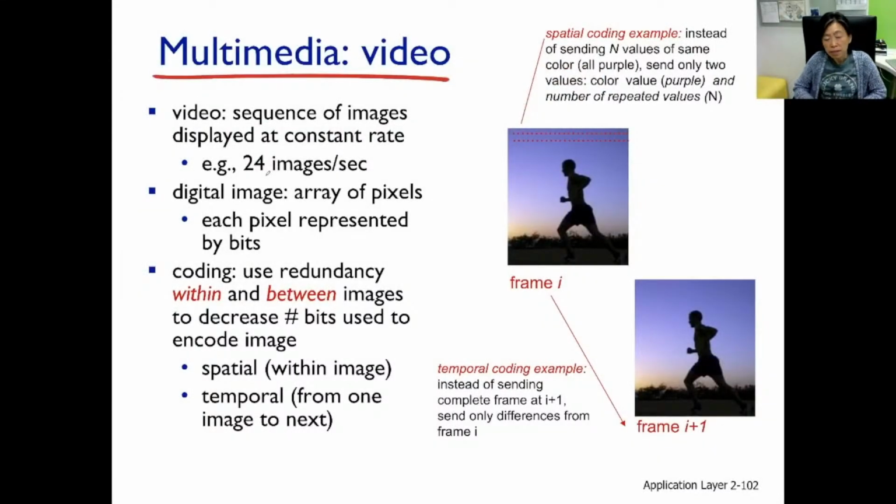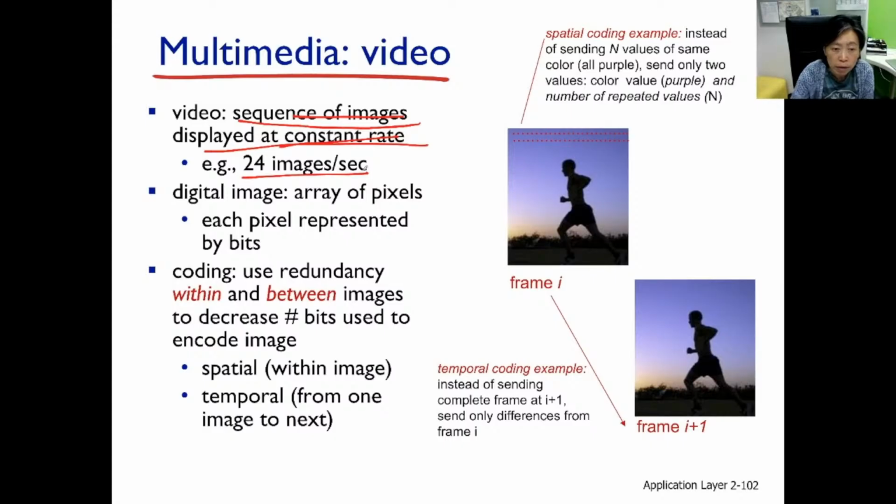Now let's talk about the video a little bit more. This is the content we're distributing. Originally it was an analog signal. It's a sequence of images that we are displaying, and the display is at a constant rate. That means at every time unit, you take a snapshot of what it looks like right now. So therefore, at a constant rate, a sequence of these images.